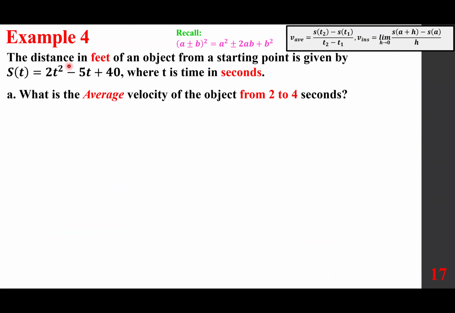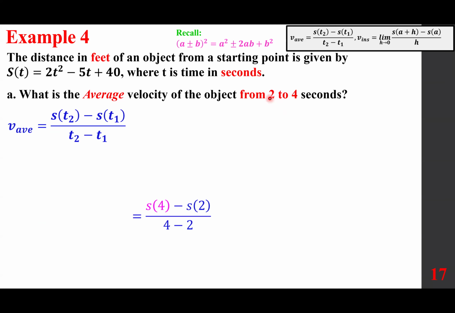The distance in feet of an object from a starting point is given by s of t equals 2t squared minus 5t plus 40, where t is time in seconds. What is the average velocity of the object from 2 to 4 seconds, as I've been saying. Anytime they give you 2 points in time, or 2 points in general, that means average, the good old rise over run, in this case, s of 4 minus s of 2 over 4 minus 2.